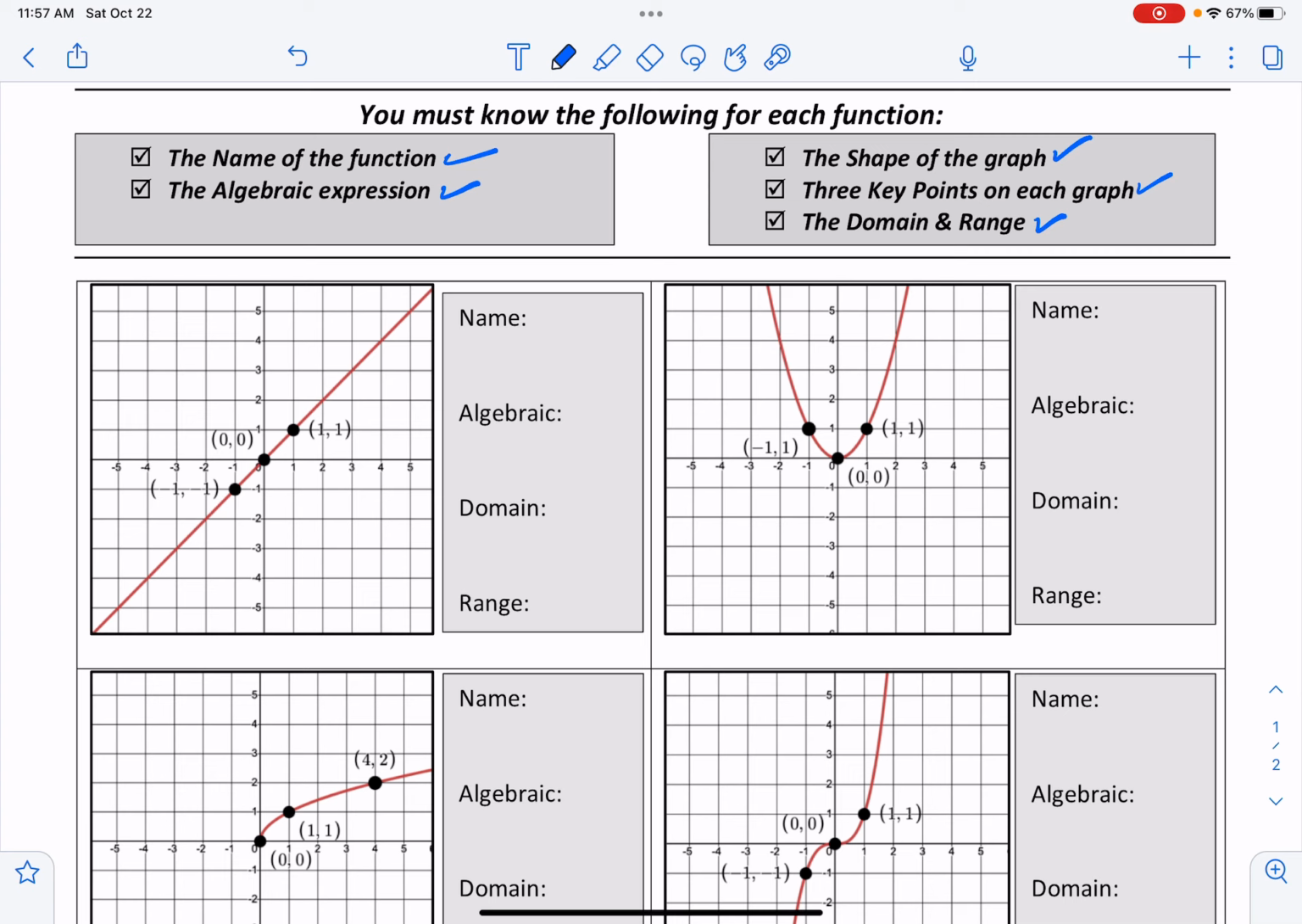All right, the first one is just linear, okay? Hopefully that's not a big deal. This is the function f of x is equal to x. Notice we're using function notation since we're talking about all these sort of parent functions. So the algebraic way of describing this is f of x is equal to x.